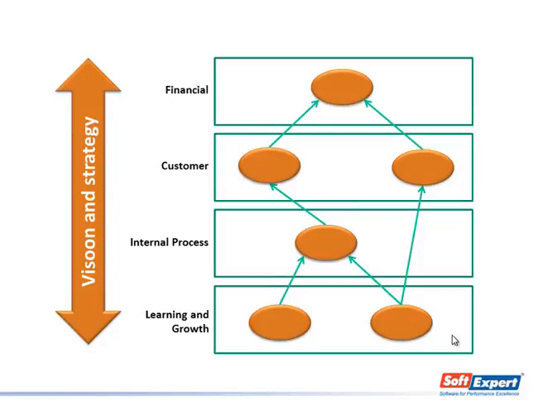A classic strategy map has four perspectives. Financial, on the top. The question is, to succeed financially, how should we appear to our shareholders? Customer, the second one. To achieve our vision, how should we appear to our customers? Internal business process. To satisfy our shareholders and customers, at what business processes must we excel? And on the bottom, learning and growth. To achieve our vision, how will we sustain our ability to change and improve?